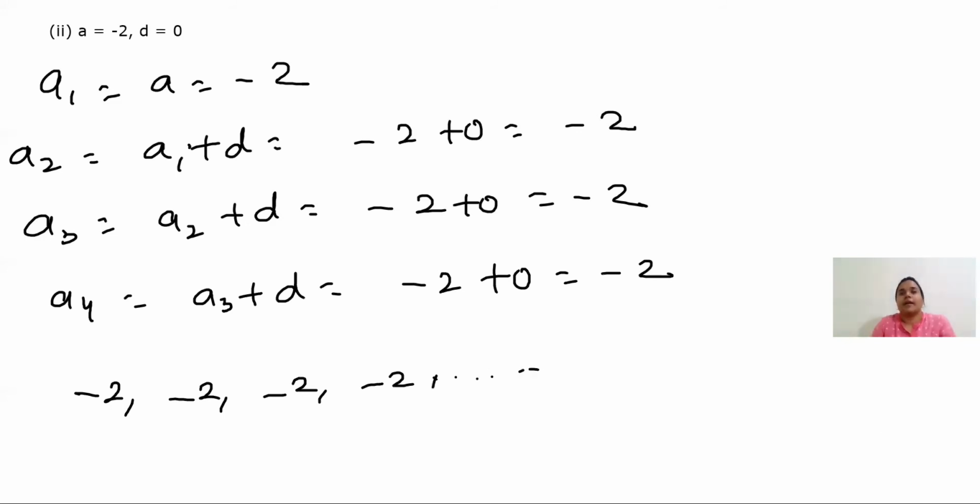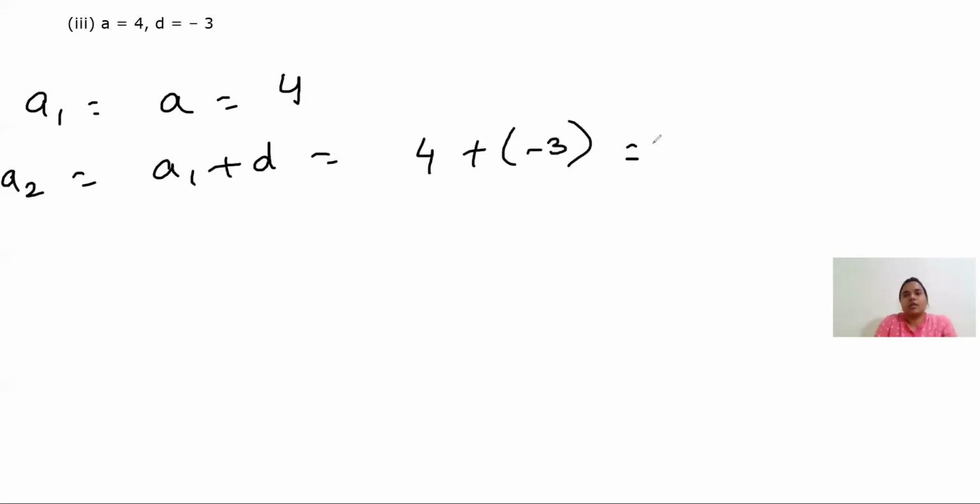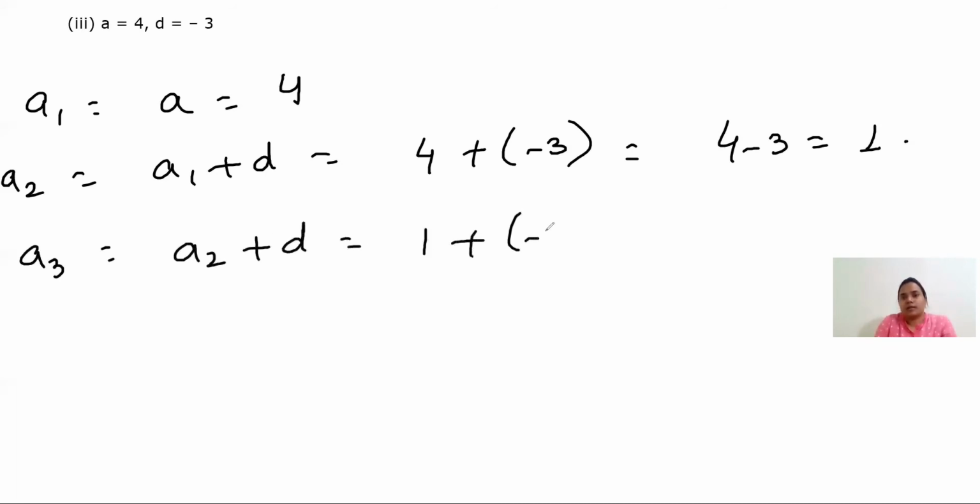Next. A is 4, D is minus 3. So A1 is A, that is 4. A2 is A1 plus D, that is 4 plus minus 3, that is 4 minus 3, that is 1. A3 is A2 plus D, 1 plus minus 3, 1 minus 3, minus 2.